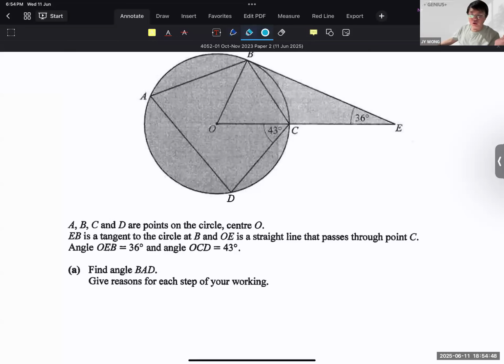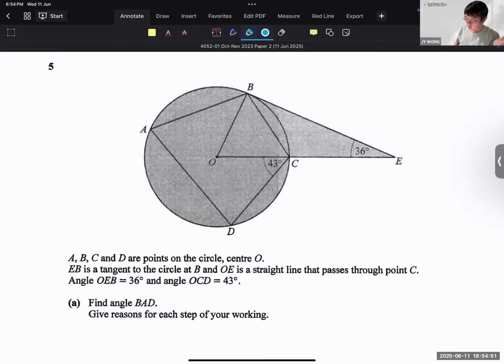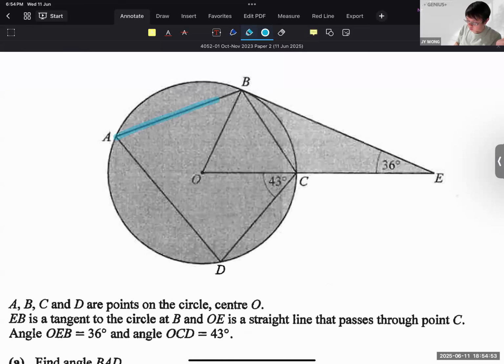So Morton asked me that question a few days ago. He asked me this question. He said this angle and this angle, are they angles in opposite segment? Obviously, they are angles in opposite segment.